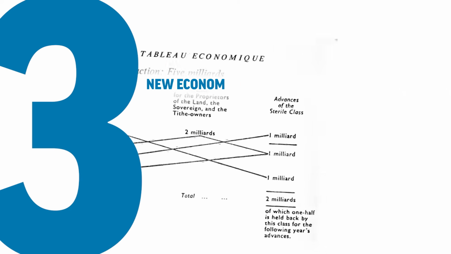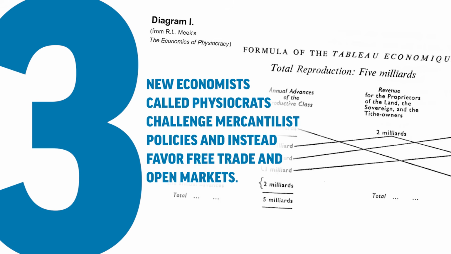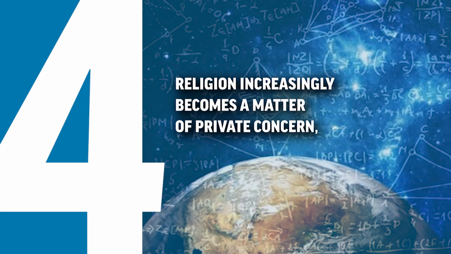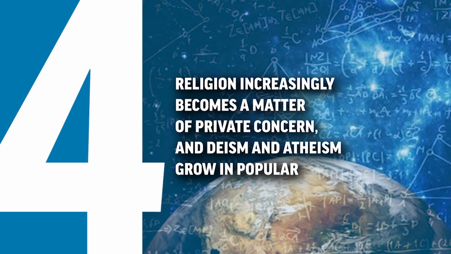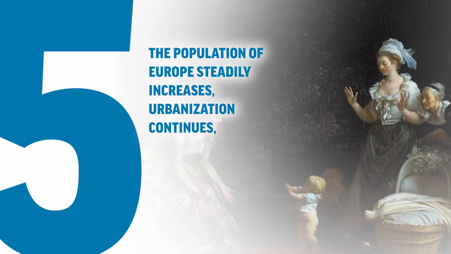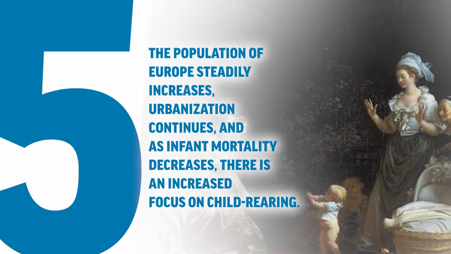Number 3. New economists, called physiocrats, challenge mercantilist policies and instead favor free trade and open markets. Number 4. Religion increasingly becomes a matter of private concern, and deism and atheism grow in popularity. And number 5, the population of Europe steadily increases, urbanization continues, and as infant mortality decreases, there's an increased focus on child rearing. But how did it all get that way?